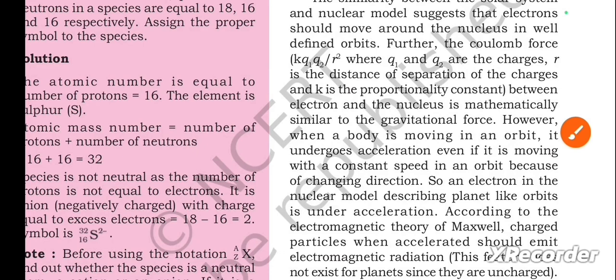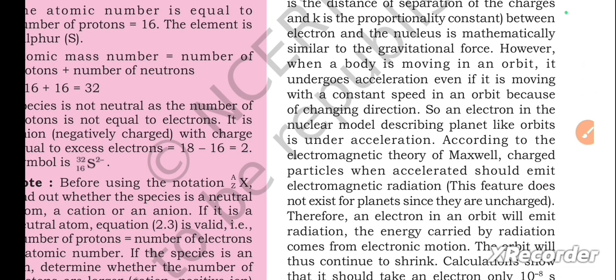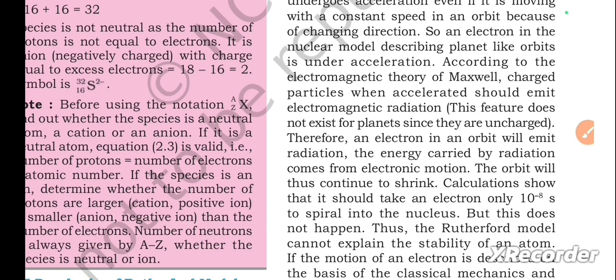However, when a body is moving in an orbit, it undergoes acceleration even if it is moving with a constant speed, because of the changing direction. So, an electron in the nuclear model describing planet-like orbits is under acceleration. According to the electromagnetic theory of Maxwell, charged particles when accelerated should emit electromagnetic radiation. This feature does not exist for planets since they are uncharged. Therefore, an electron in an orbit will emit radiation.